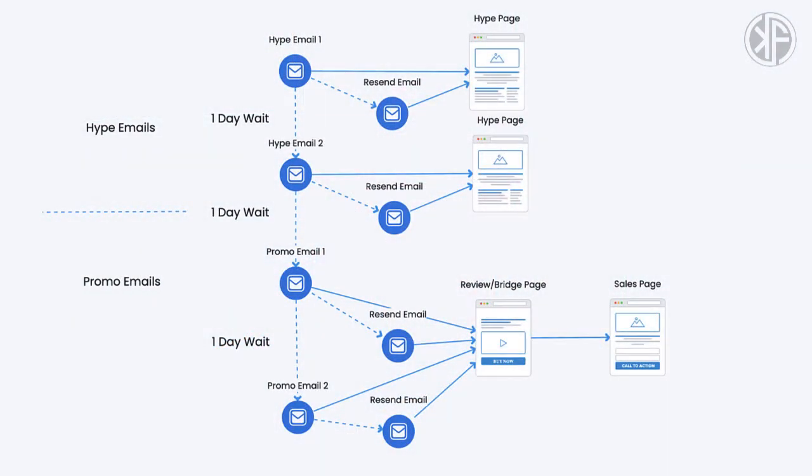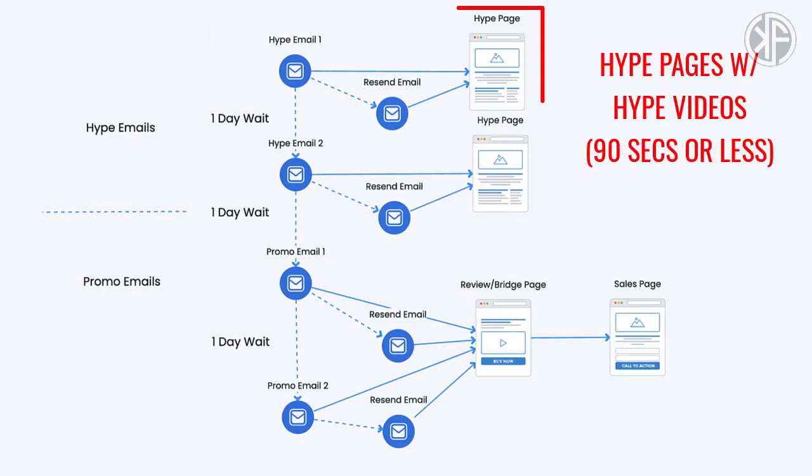Let's take a look at what this would look like. Usually in this scenario, you will also create hype pages with hype videos. These videos are short, 90 seconds or less, and are there to convey the benefits of the product to your subscriber. Usually 2 videos are sufficient, although I've done it with just 1 video.